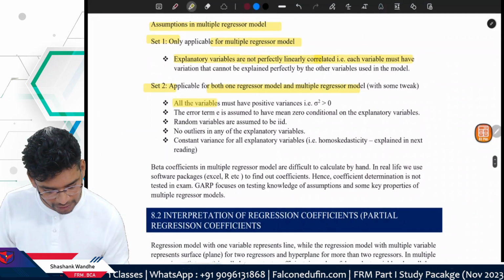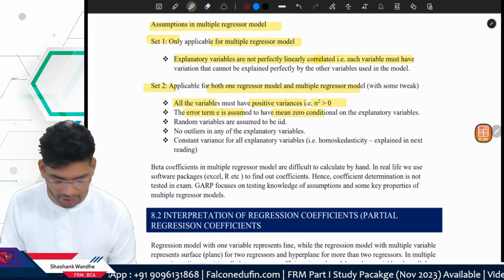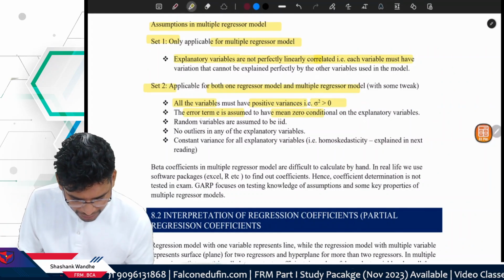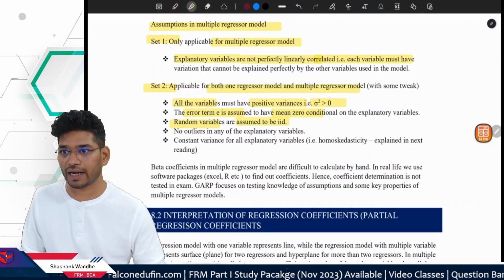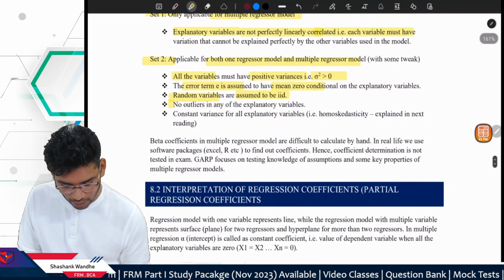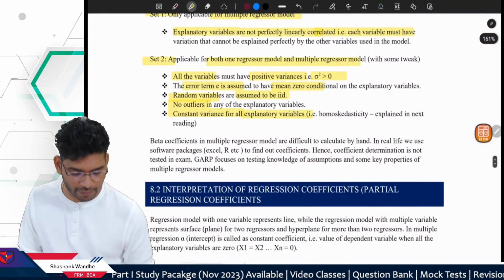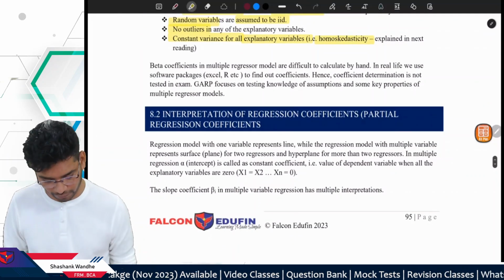Now set 2 of assumptions is applicable for both regression models, so one variable and multiple variables. All the variables must have positive variance. First, the error term is assumed to have mean 0. Again, we already discussed this. Random variables are assumed to be IID, X and Y are IID, independent and identically distributed. Then we have next, no large outliers, constant variance for all explanatory variables. Homoscedasticity. This is the meaning of the term.